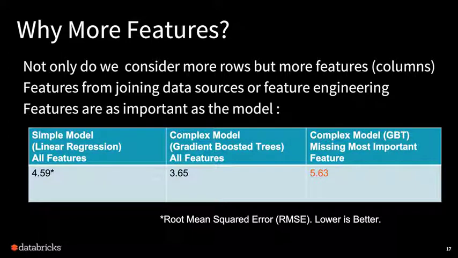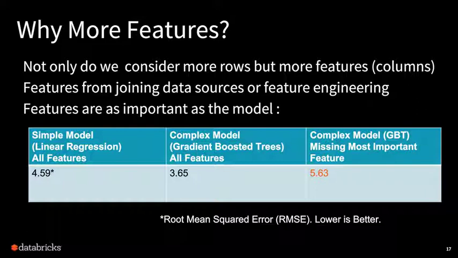As a case in point, I trained a very simple model. In this case, I'm using a measure called root mean squared error. It's simply the residual error squared and then taking the square root of that. So in this case, a lower number is a more accurate model. With a simple linear model, I trained that model and I got a 4.59 RMSE, so it's a decent model. If I use a more complicated model like gradient boosted decision trees, I got a 3.65, so it's obviously more accurate. Now, if I take away the most important feature from my model but still use a very complicated model like GBT, I actually get 5.63. That's actually worse than my simple linear model.